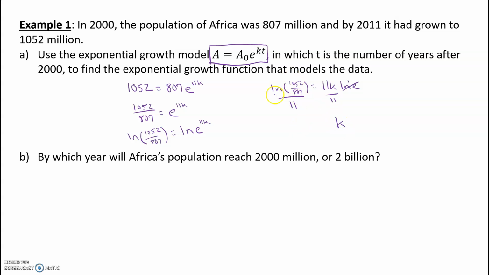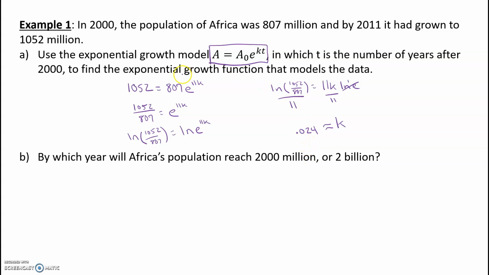So this is what you should be typing in your calculator. Natural log of this, close that parenthesis, over 11. And you should get about 0.024. So that's your k value.